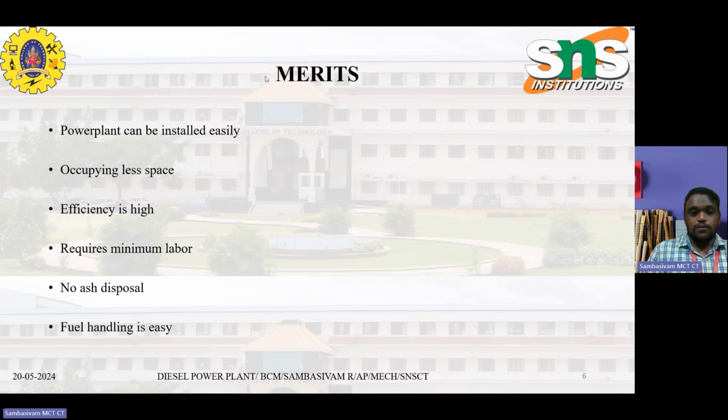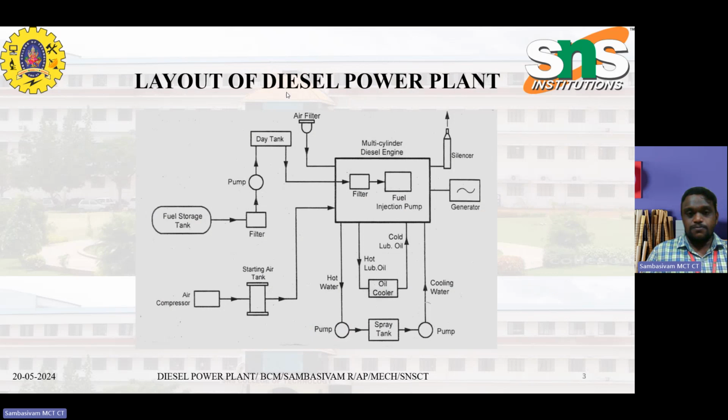These are the important things we are discussing. In the working principle, the fuel is transferred through a filter, and the pump takes it into a day tank. Similarly, air from the atmosphere is taken in through the air filter. Then both fuel and air are injected into a multi-cylinder diesel engine. Similarly, the starting air from the air compressor is transferred to the multi-cylinder diesel engine, where lubrication starts. The hot oil is sent to the oil cooler, where it is cooled and returned as cool lubricating oil.